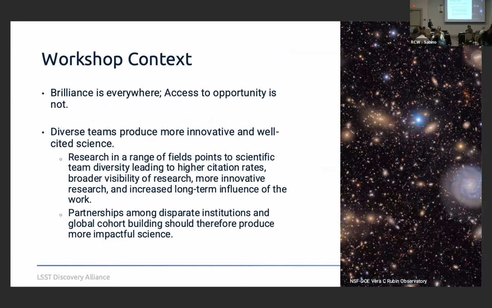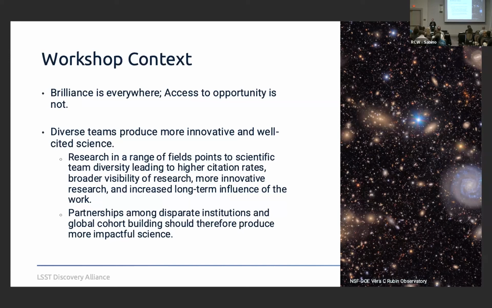So before I hand things over to Mark, just reminding us of some context I already mentioned first thing this morning. Brilliance is everywhere and access to opportunity is not. So, right, the old school ways, there's a certain number of privileged ivory tower institutions, and they only hire the best of the best that come from the best of the best ivory tower institutions, and they have access to incredible observational resources and computational resources. But the fact of the matter is there's brilliance everywhere. And we want to access and unlock that brilliance by helping to spread that opportunity to more places, to more people. And it's well studied in the social science literature that diverse teams produce more innovative and well-cited science.